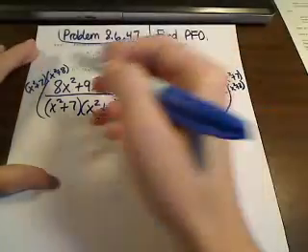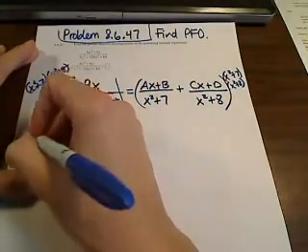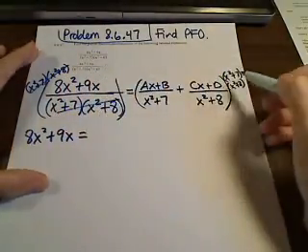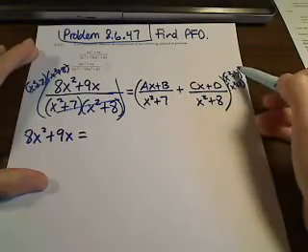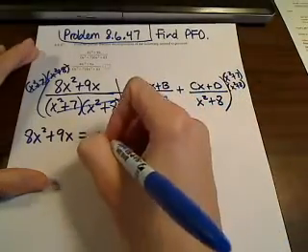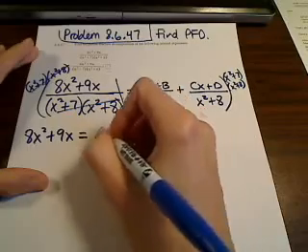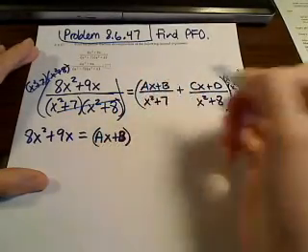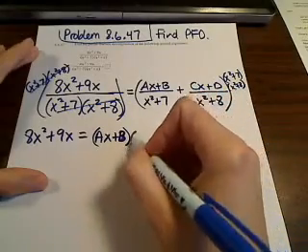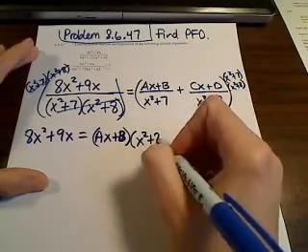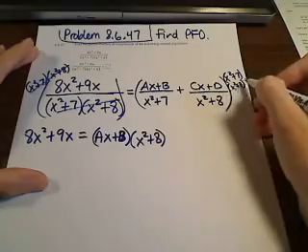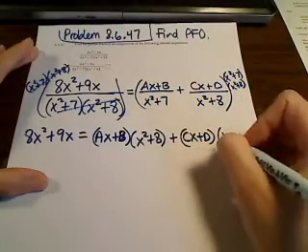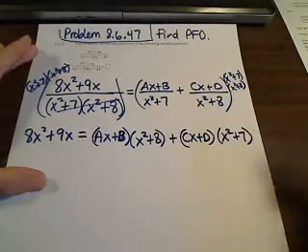Okay, so over here those cancel, and we're left with 8x squared plus 9x. On this side, the x squared plus 7's will cancel, and I'll be left with an x squared plus 8. So, oops, that's a b. So I have ax plus b times x squared plus 8. And then here, x squared plus 8's will cancel, and I'm left with cx plus d times x squared plus 7.